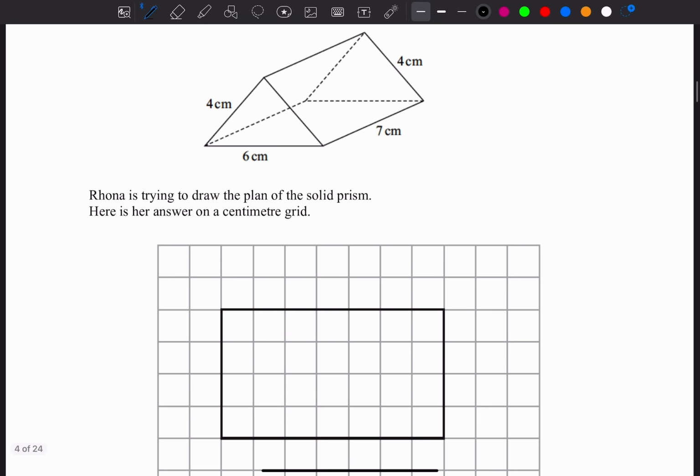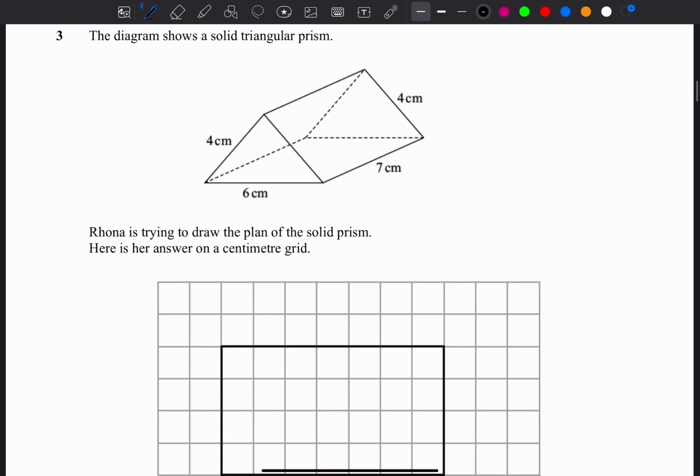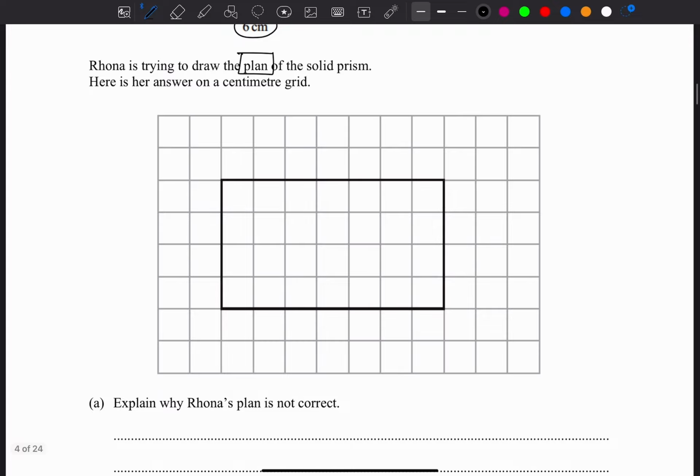Next one. They are asking you to do the plan, or actually someone did a plan. Plan means you always look from the top. When you look from the top, you see 6 centimeter by 7 centimeter. That's 1, 2, 3, 4, 5, 6, 7. That's 7. How many? 1, 2, 3, 4. That's 4. It should be 6.